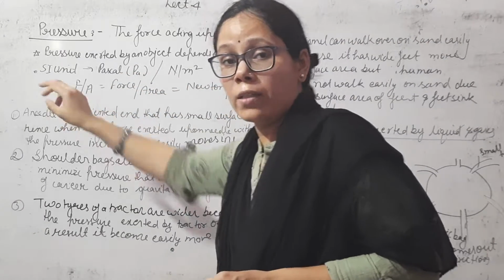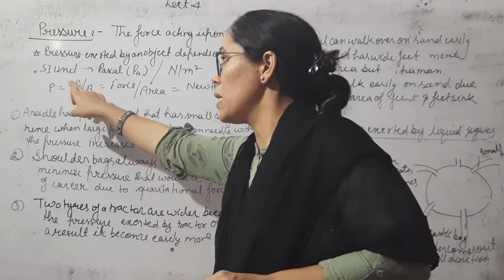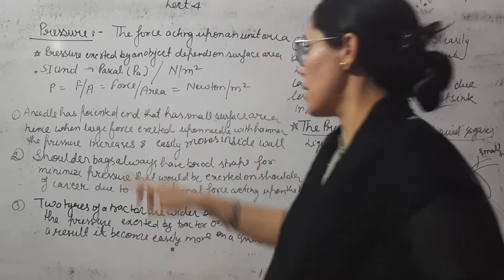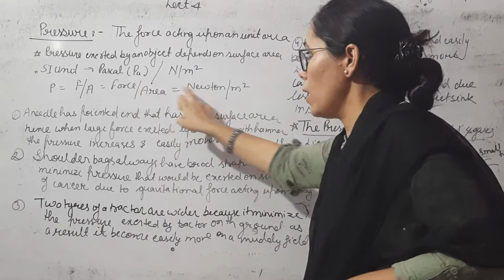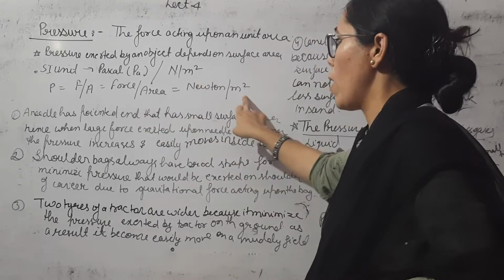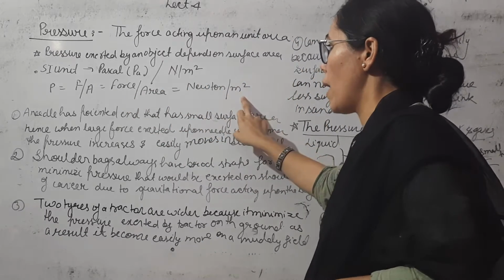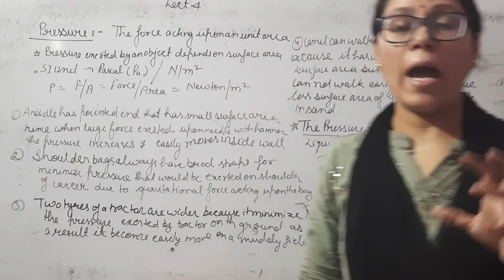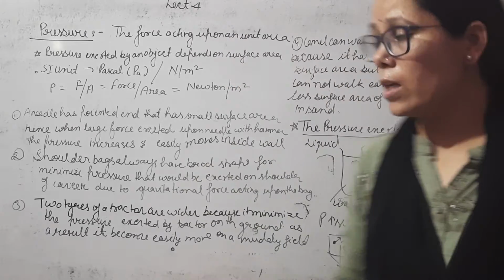How can we calculate the pressure? The formula of pressure equals force upon area, where F means force and A means area. We also discussed that the unit of force is Newton and the unit of area is meter square. So the unit of pressure is Newton per meter square, and the SI unit is also known as Pascal.